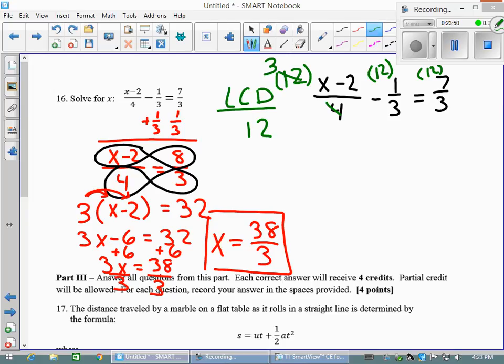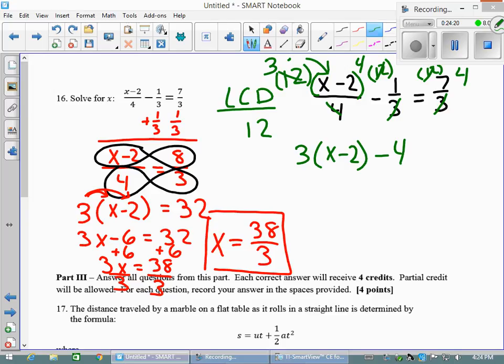Now, you need to make sure that when you reduce these, you remember to multiply them in. So we had our 3, and this is an entire term, so you need to remember to multiply by that entire term. So 3 times x minus 2. Minus 4 times 1 is going to give us our 4. And then 4 times 7 is going to give us 28. So equals 28. Now, in order to solve this, we want to start with distributing this.